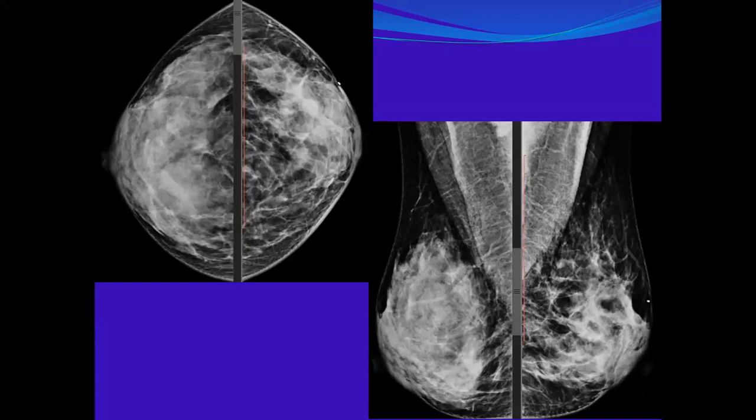Usually I will ask for ultrasound as the second step, to see if there is any underlying lesion. If you did not find anything, you just report the mammogram.